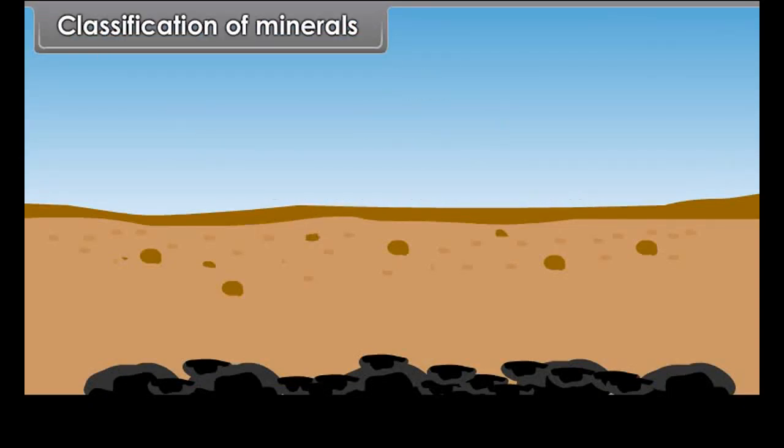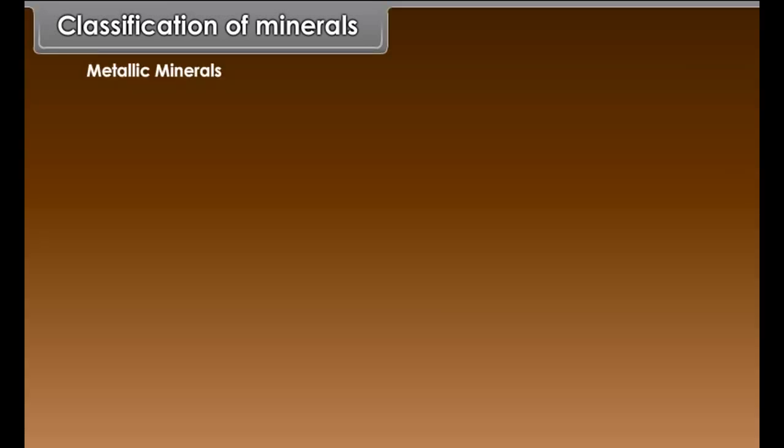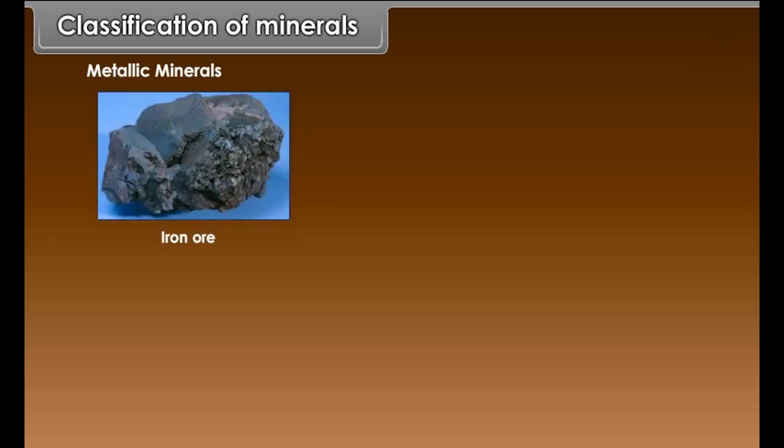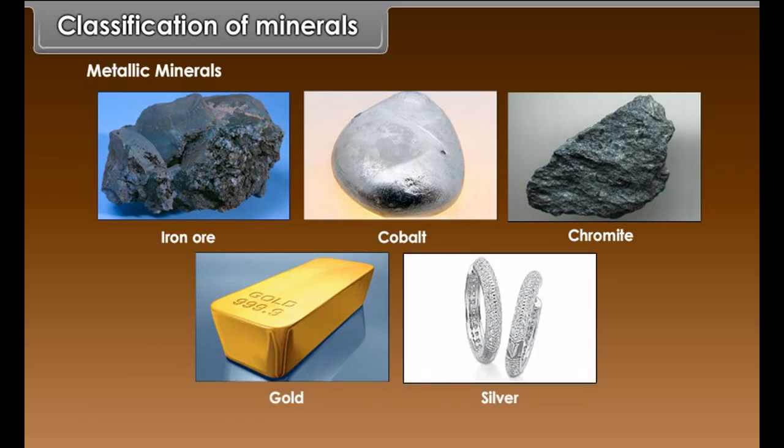Classification of minerals. Here, we will study the classification of minerals based on their physical and chemical characteristics, use and origin. They are metallic and non-metallic minerals. Metallic minerals are those minerals which have metals. Example: iron ore, cobalt, chromite, gold, silver, etc.